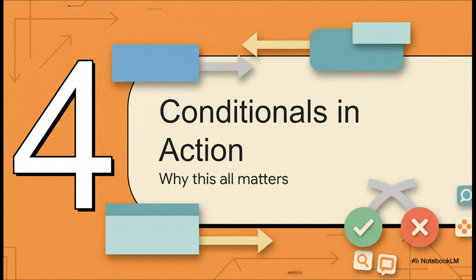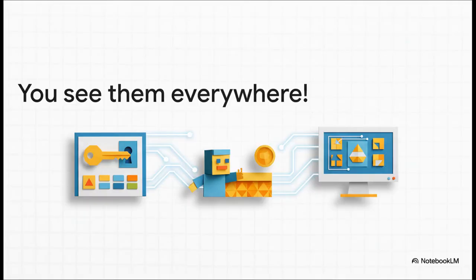Now, this isn't just for making simple little games. This one idea, this if-then logic, is the secret engine powering almost every single app and program you use every day. Let's talk about why this matters so much. You see conditionals literally everywhere once you start looking. Think about logging into an app. The code is asking, if the username and password you entered are correct, then log the user in. Or in a game, if the player touches a coin, then increase the score. That logic, that decision-making, is the invisible engine behind almost our entire digital world.